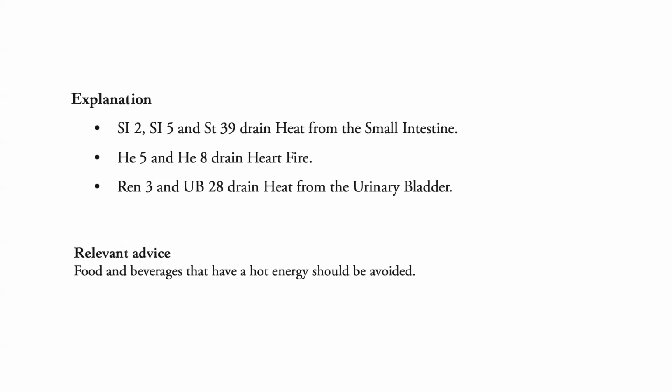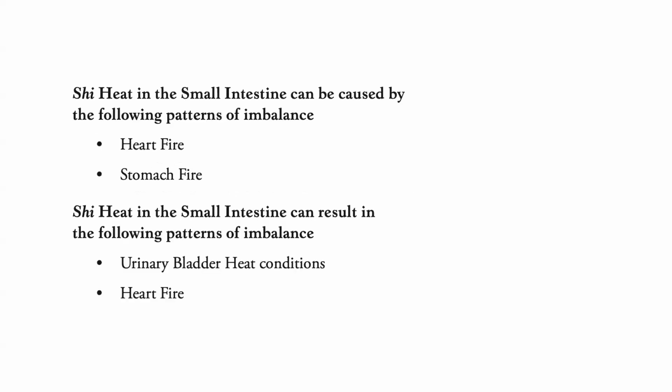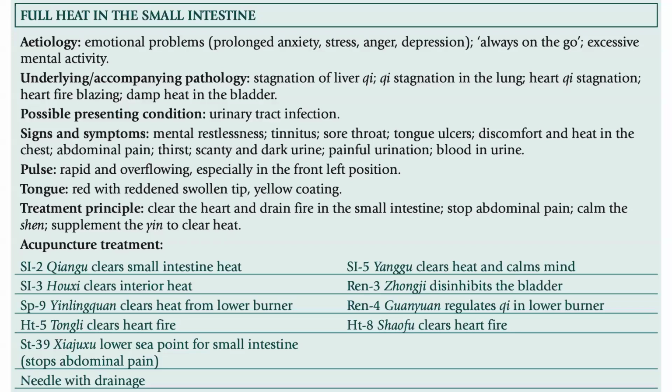SI2, SI5, and Stomach 39 drain heat from the small intestine. Heart 5 and Heart 8 drain heart fire. REN 3 and Bladder 28 drain heat from the urinary bladder. As relevant advice, food and beverages that have a hot energy should be avoided. Excess heat in the small intestine can be caused by the following patterns of imbalance: heart fire and stomach fire. In turn, it can result in urinary bladder heat conditions and heart fire.